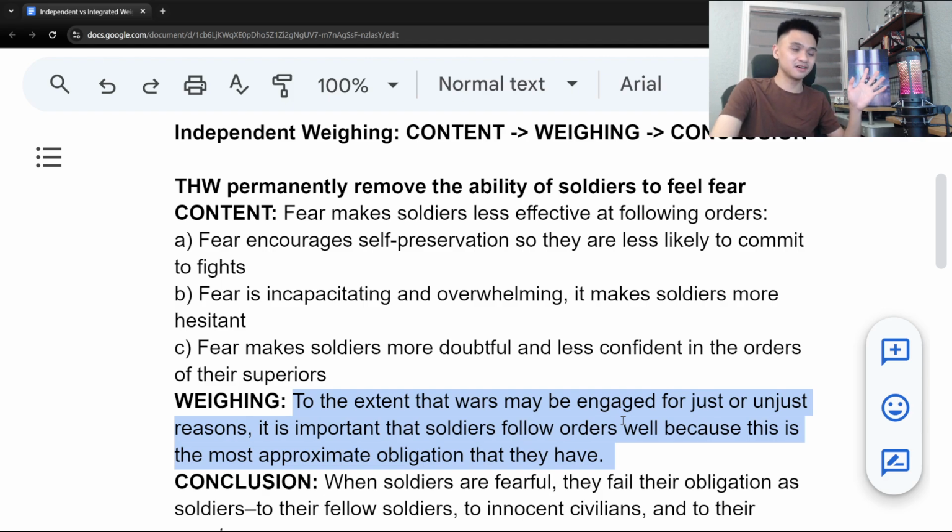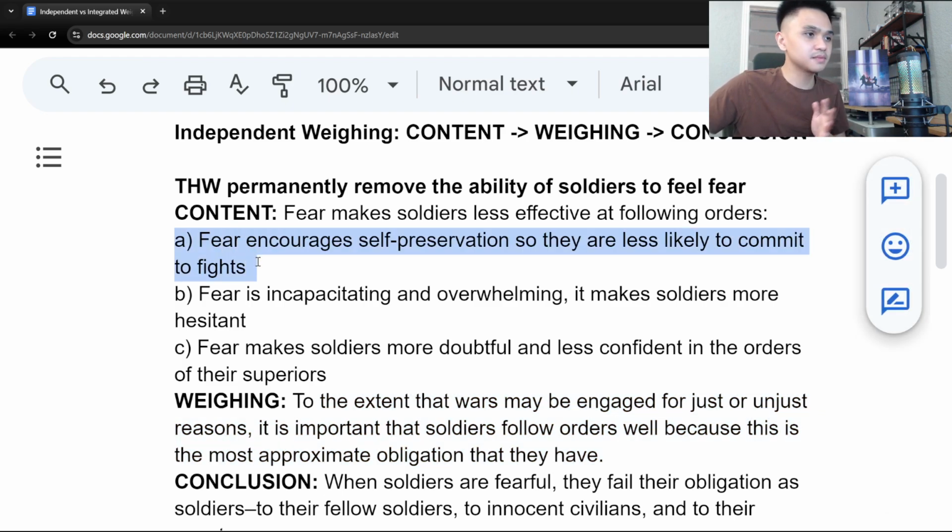It's a very nice weighing of the argument, because you anticipate opposition might say, no, if you take away fear, that'll be more devastating. They're gonna make wars more inhumane and worse. But you're gonna say, no, I don't know whether the war is always gonna be just or unjust. But I do know that a soldier has the clearest obligation to follow orders well. So if I can demonstrate that fear makes soldiers less effective at following orders, then we will win this debate. Now, there are 3 reasons as to how fear makes soldiers less effective at following orders. So, this is a common theme that I usually make in my videos.